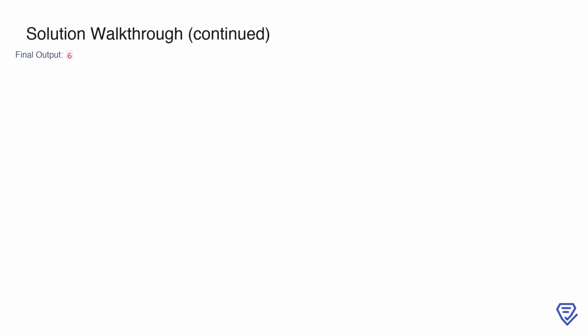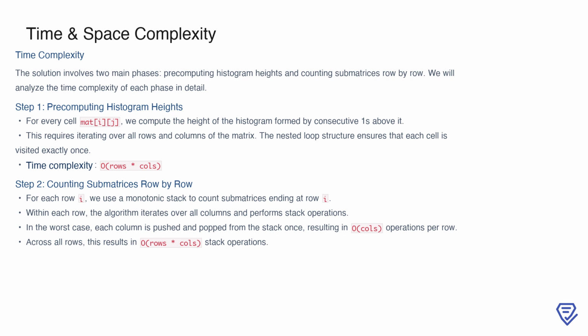This concludes the walkthrough of the different examples, each illustrating how to use the pre-computed height matrix and the monotonic stack to efficiently count submatrices with all ones in a given binary matrix. In this problem, we need to calculate the number of submatrices that consist entirely of ones. To achieve this efficiently, the solution is divided into 2 main steps.